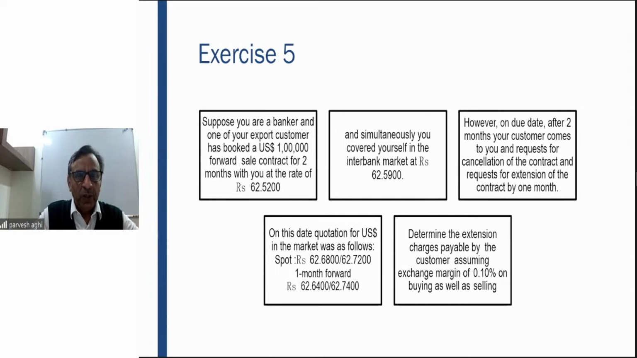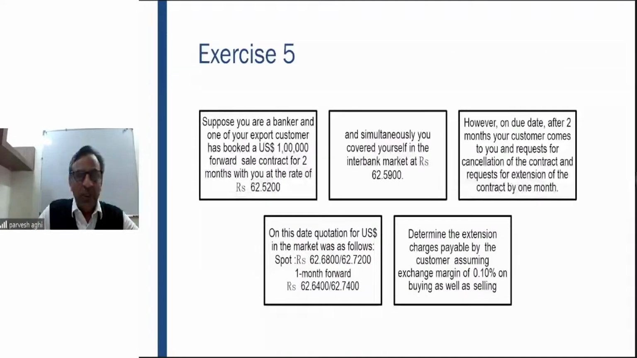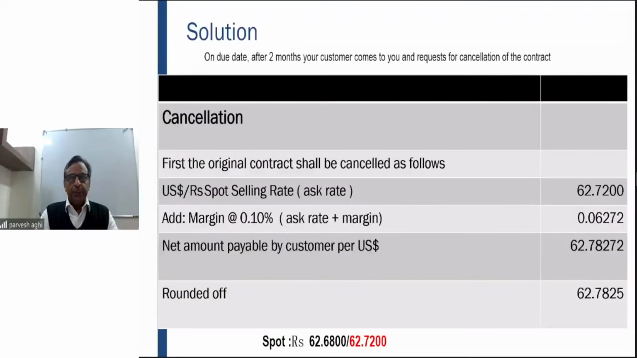Now you're going to buy the dollars. So the rate will be 62.72 with the appropriate margin. And now you're going to sell the dollars 1 month forward, where the rate will be 62.64. So 62.72 is the rate. You're going to cancel the contract. You have sold the dollars earlier, and now you're going to buy the dollars from the bank. So the rate is given here.